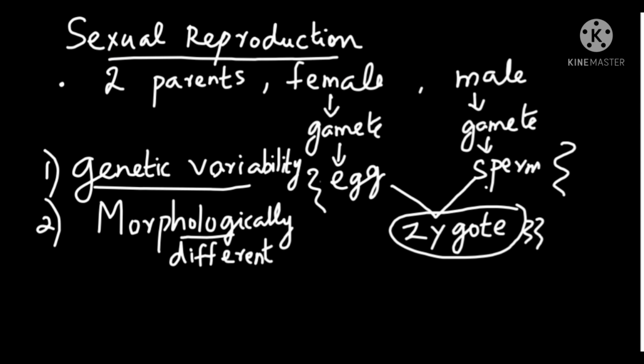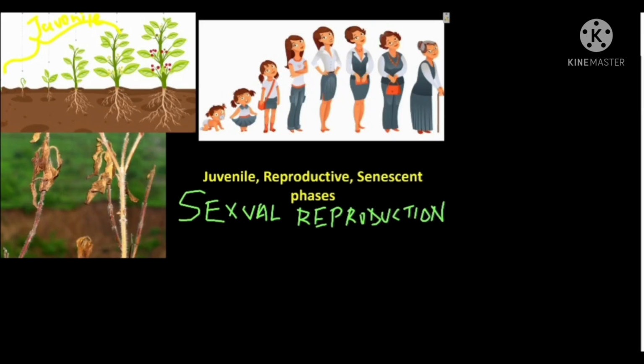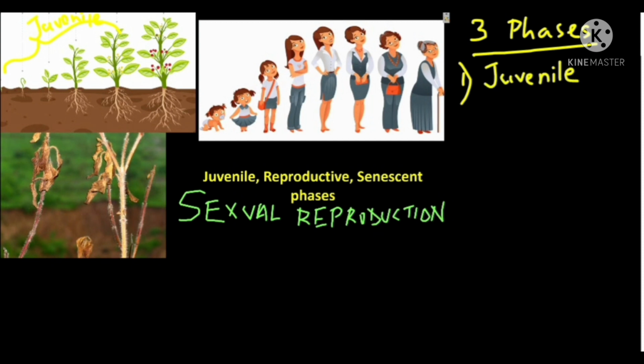So that's about sexual reproduction. It involves two parents, and gamete fusion takes place to form a zygote, and the zygote shows genetic and morphological differences. There are three phases in the life of a sexually reproducing organism. The first phase is called the juvenile phase. In the juvenile phase, the organism will grow. It is the growing phase.